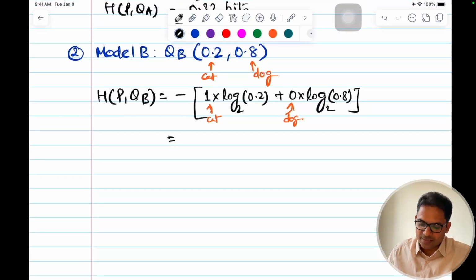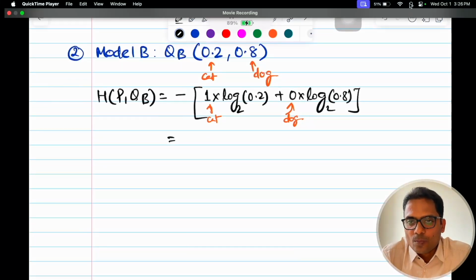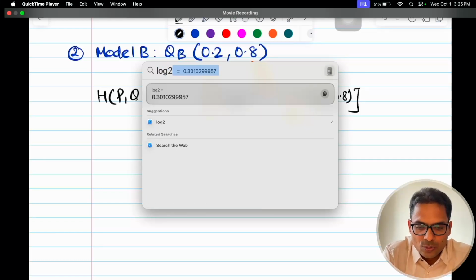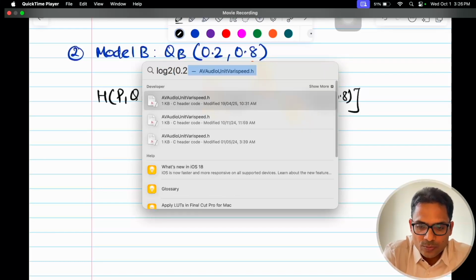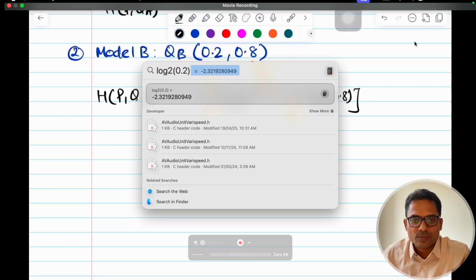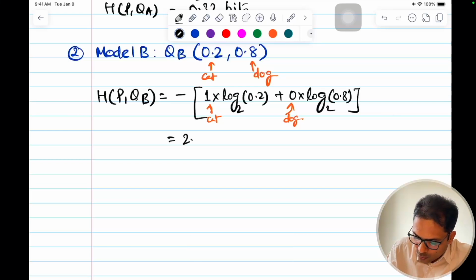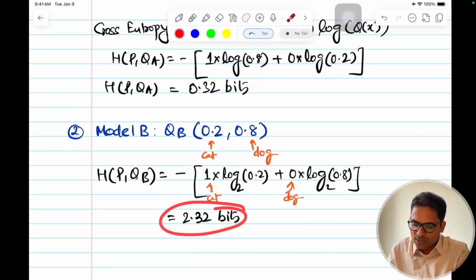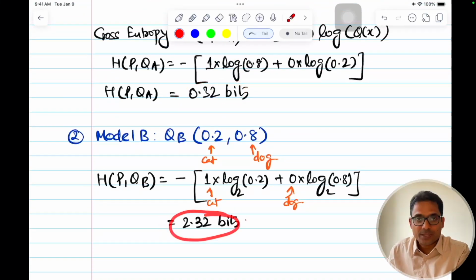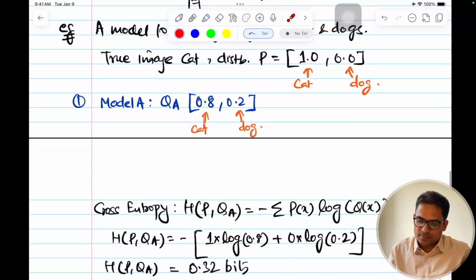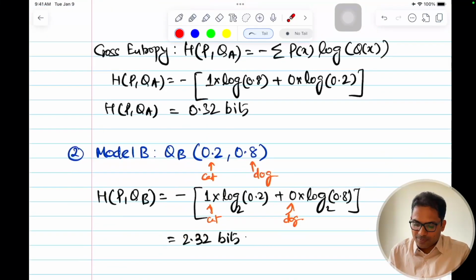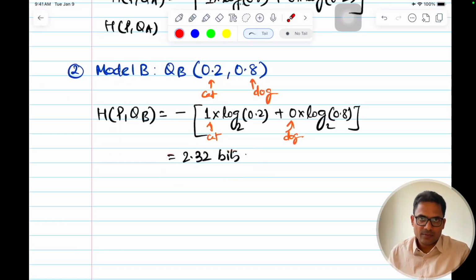So this will be equal to log 2 of 0.2, which is minus 2.32. Minus minus plus, so this becomes 2.32 bits. If you see here, the cross entropy is very high. That was only 0.32 bits, and this is 2.32 bits. This is far off from the actual truth. So the surprise is very, very high between what is actual and what I predicted.